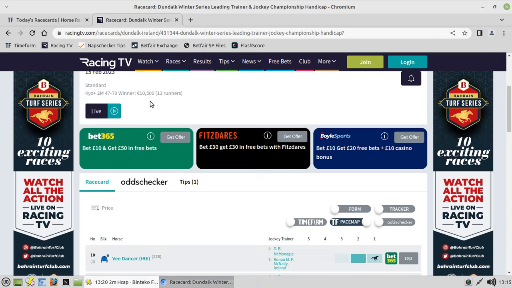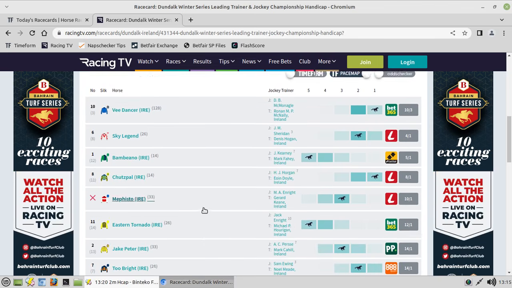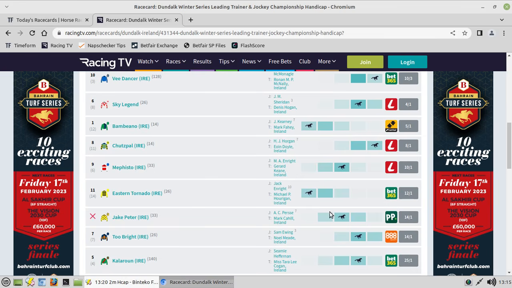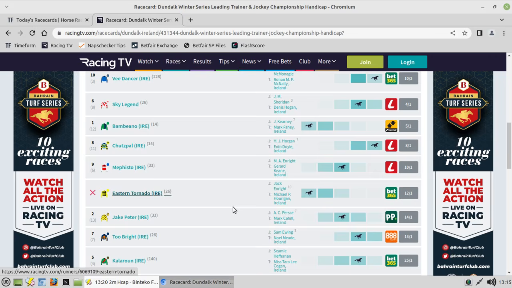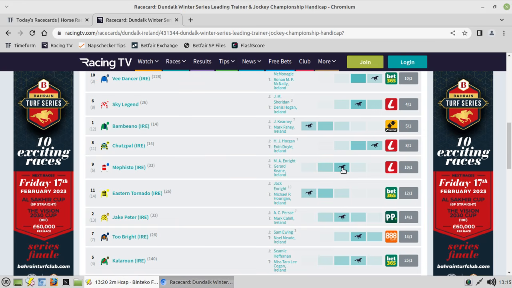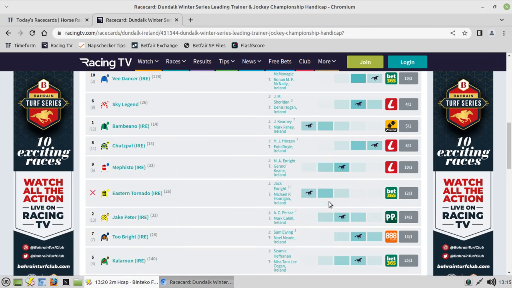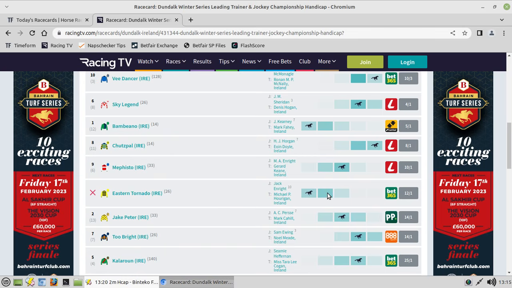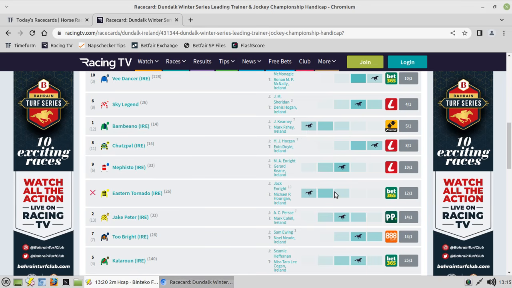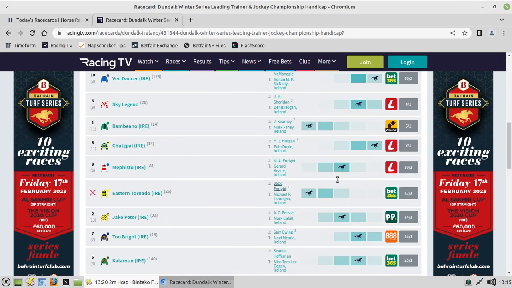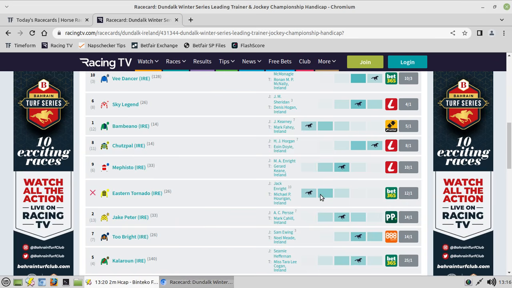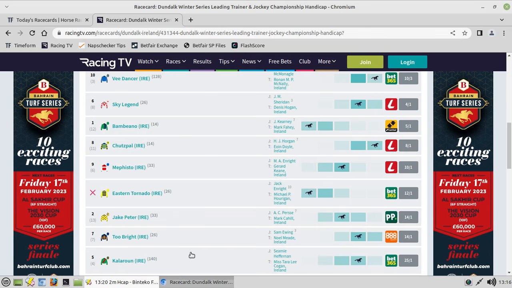So you make a note of the length, you make a note of the number of runners. So we're looking really at this top 6 in this market, and we're looking for the darker squares. So clearly that one there is a midfield runner, and these two are towards the rear, although they are predicted to be right at the back. So for this particular race, I'm going to go with this one: Bambino, Mephisto, and Eastern Tornado.